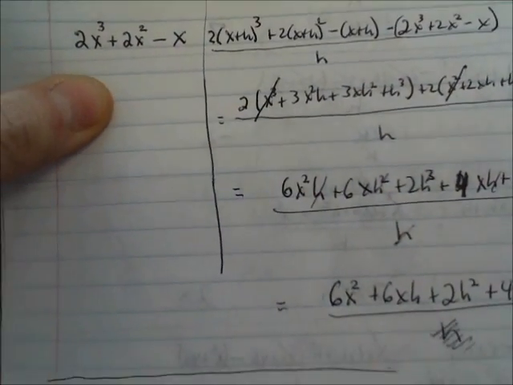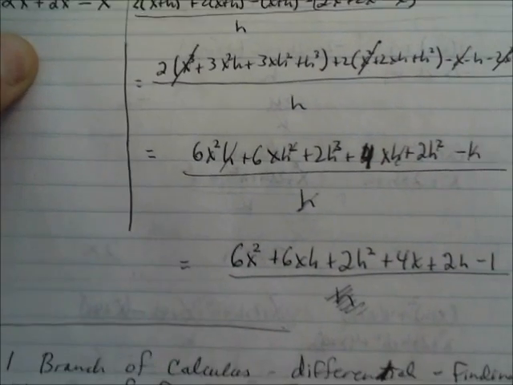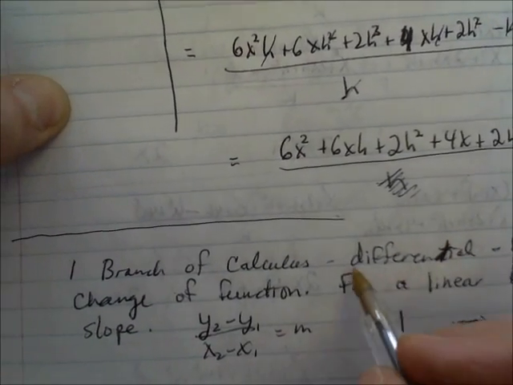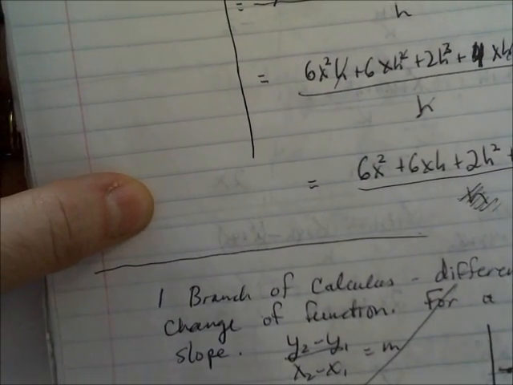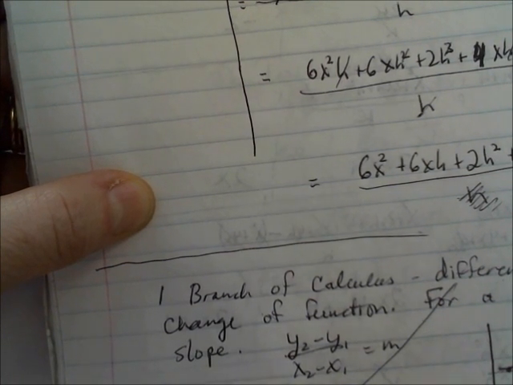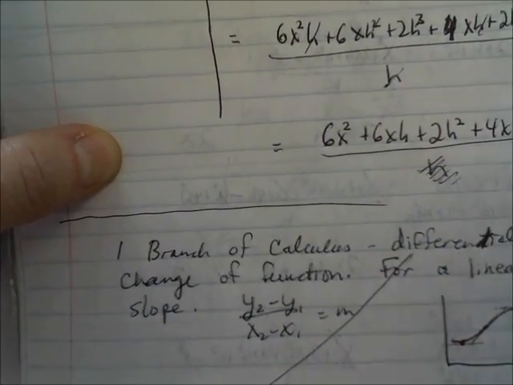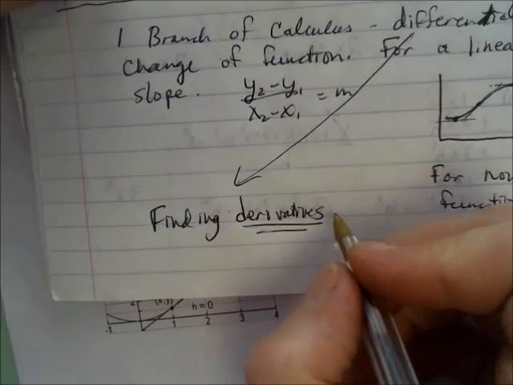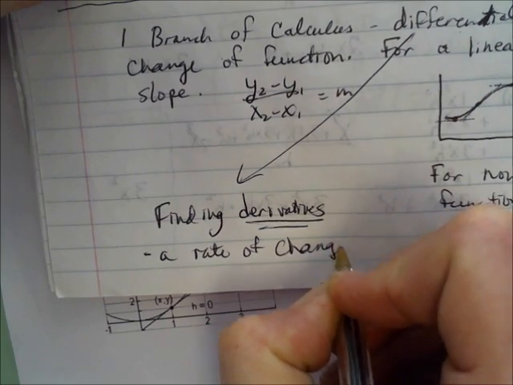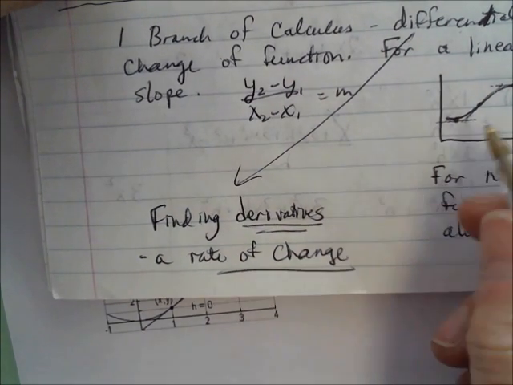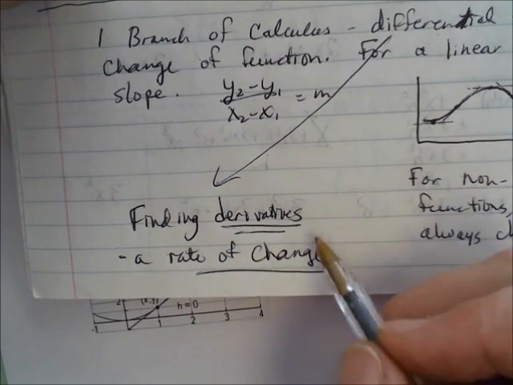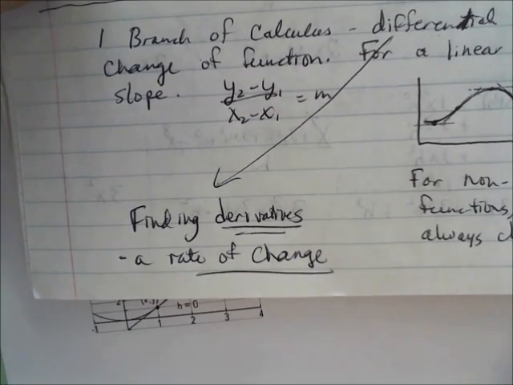Now, when I said one of the branches of calculus is called differential calculus, what it's all about is finding derivatives. And a derivative, let me zoom in here, is a rate of change of a function. If it's linear, it's just a plain old slope. If it's nonlinear, the slope always changes, and you have to use the definition of the derivative on that.